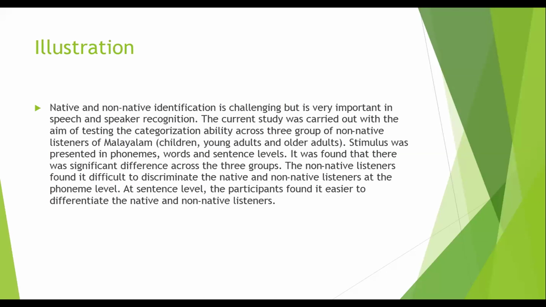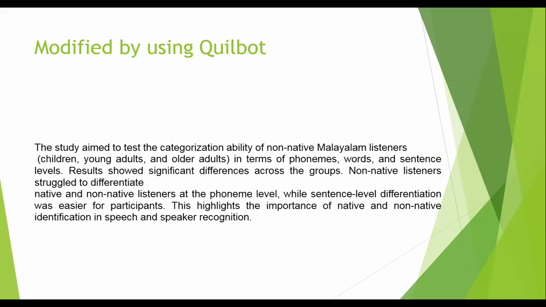I had just told that native and non-native identification is challenging, but it is very important when it comes to speech and speaker recognition. This particular thing got eliminated. Why? Because the algorithm would be written in such a way that the first two lines should directly start with the aim. There is no need to add information regarding the background. So the proponents or the makers of that particular software or tool would have written the algorithm in such a way, and it minimized the lines directly.